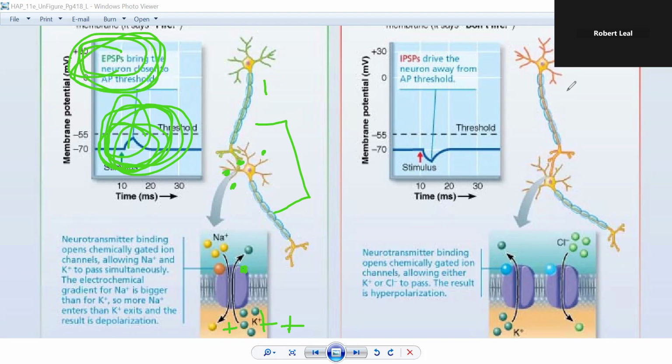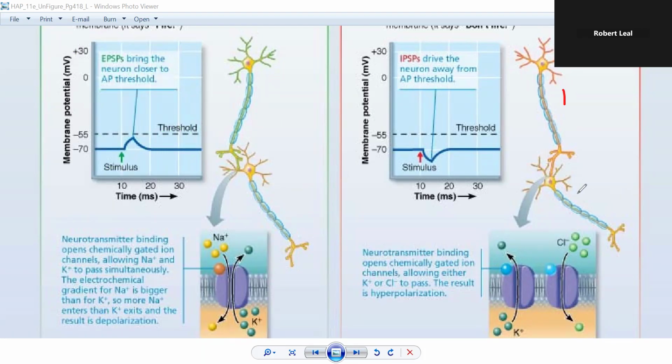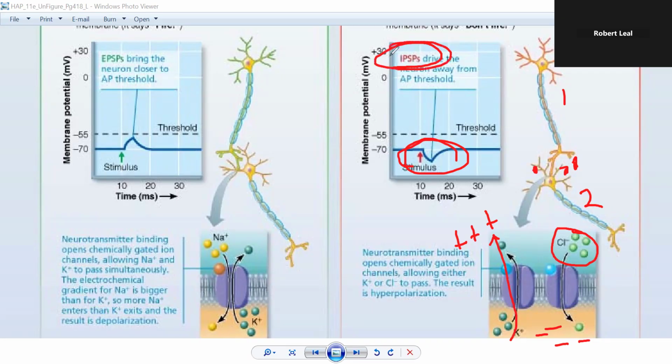The other scenario: this presynaptic neuron is trying to inhibit the postsynaptic neuron by releasing neurotransmitters to make it more negative inside. It can do that by releasing neurotransmitters to allow negative ions to come in, like chloride, or to open up channels to allow potassium to leave. Either scenario will cause the inside to hyperpolarize. So this type of synapse, where the target is being inhibited, is referred to as an inhibitory postsynaptic potential.